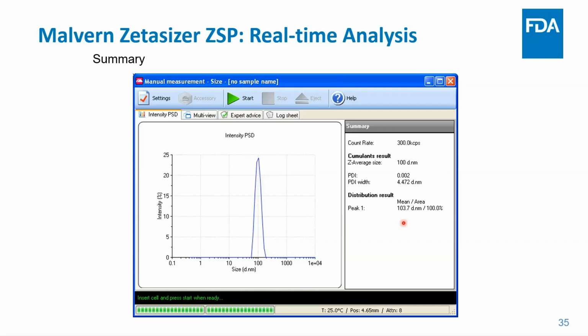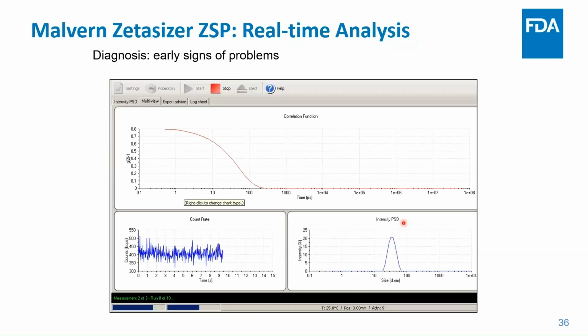And the raw data, of course, during a measurement gives you the count rates, as we saw before. The correlation function, it's calculating for each individual measurement, and the intensity or whichever distribution you choose to show. So for the analyst, there's a lot of things that you can pick up from this raw data screen.